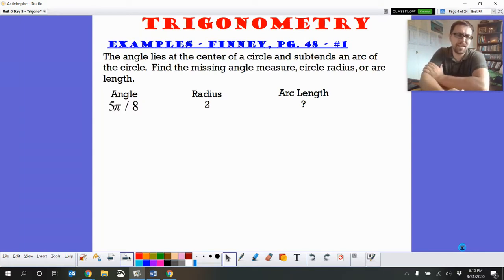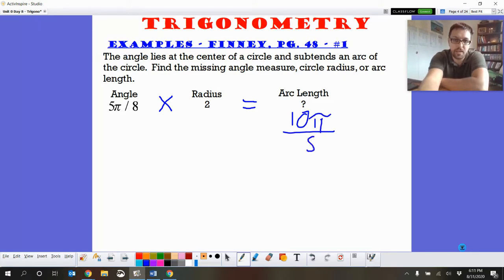So if we have an angle of 5 pi over 8 and a radius of 2 pi, we want to know what that arc length is. It's really easy. It's just this times this. It's really easy in radian mode. In degree mode, there's a whole bunch of other calculations you have to do, but in radian mode, you just multiply those two together. So you get 10 pi over 8, which you would obviously simplify because we want to give a nice simplified answer, 5 pi over 4. Sweet.